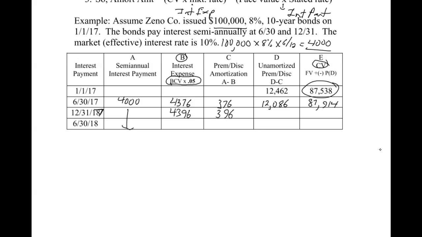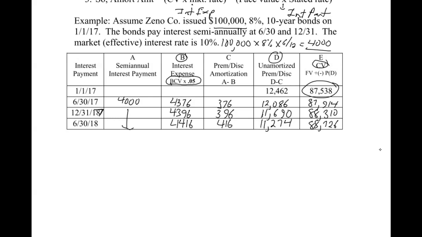So that will be our journal entry numbers. Our unamortized amount is now 11,690 because we amortized 396 more, which brings this to 88,310. Let's do one more row. This would be 4,416, which makes this 416, bringing this to 11,274 and bringing this up to 88,726.